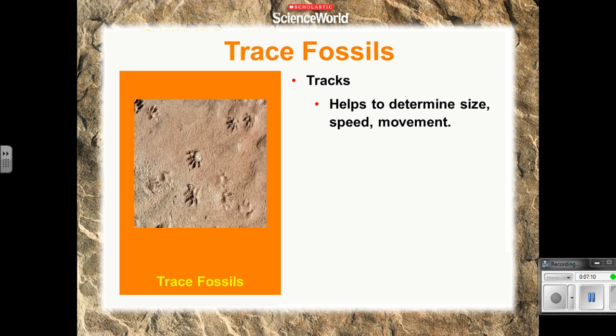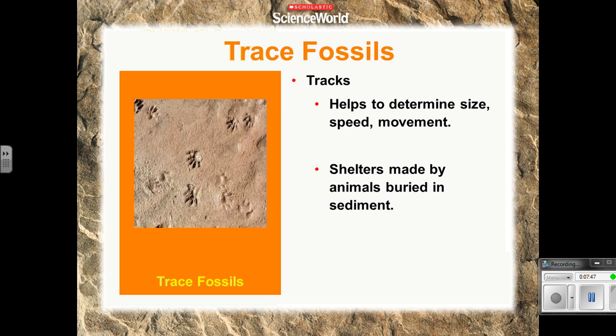Tracks are trace fossils because we can see the actual embedded footprints in rock or in areas, and the footprint will help us determine how big that organism is. The distance between the footprints will help us determine how fast that organism moved. And of course, the footprints also tell us how the organism moved, if it had a tail, if it was slothly or had rapid movement.